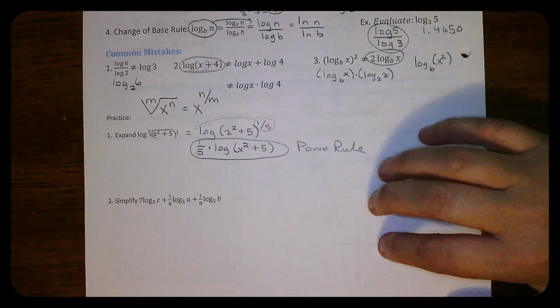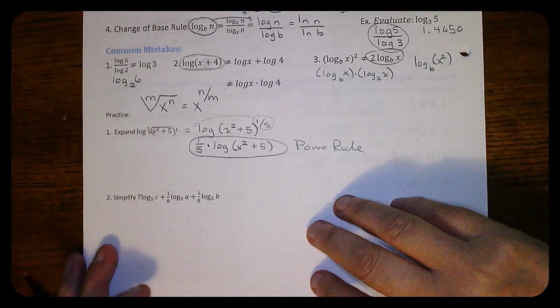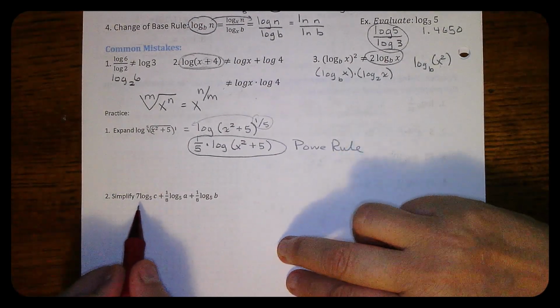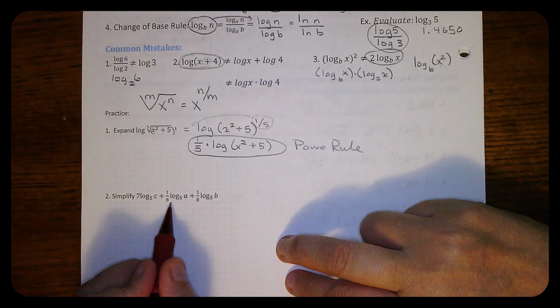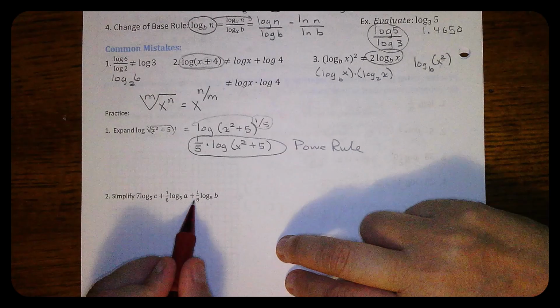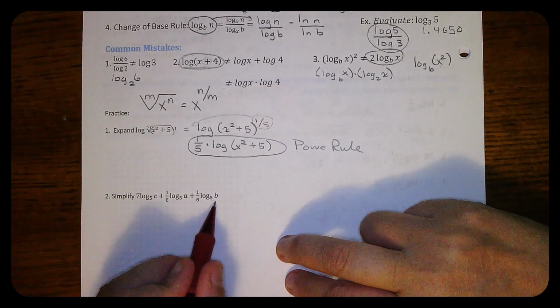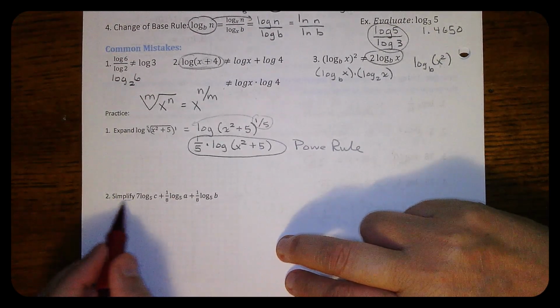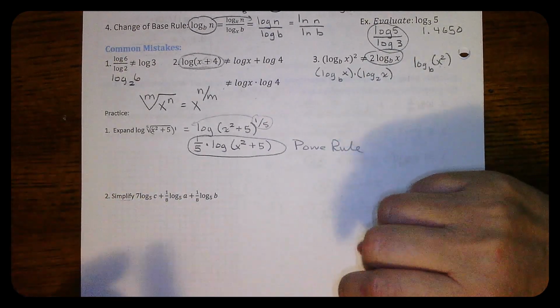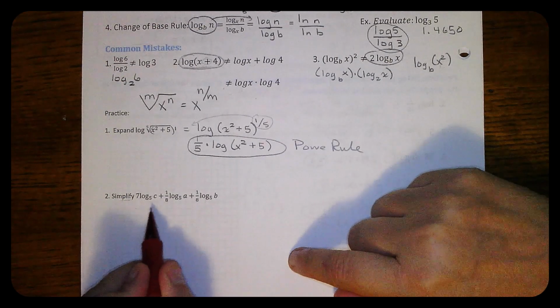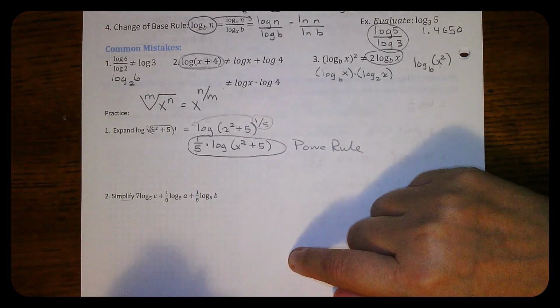All right. Now this one's got a little bit more going on. So you have 7 times log base 5 of c plus 1/8 times log base 5 of a plus 1/8 times log base 5 of b. And you're asked to simplify. So what that means is we want to condense that into one log if we can, because they all have base 5. So we're going to be able to write this as one log.